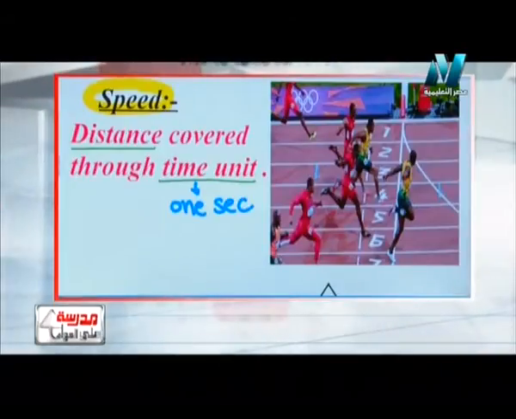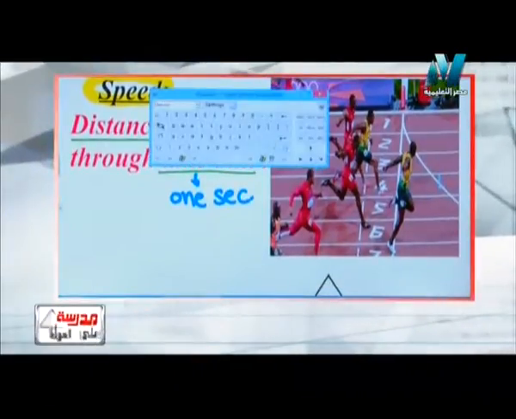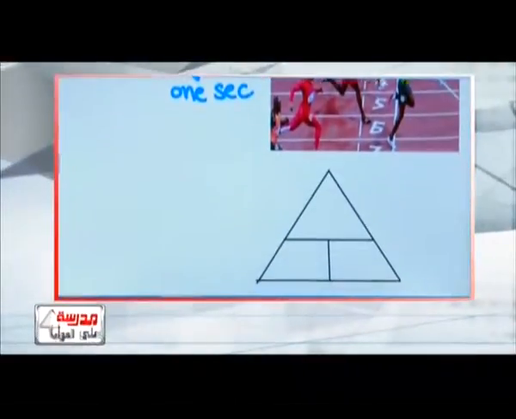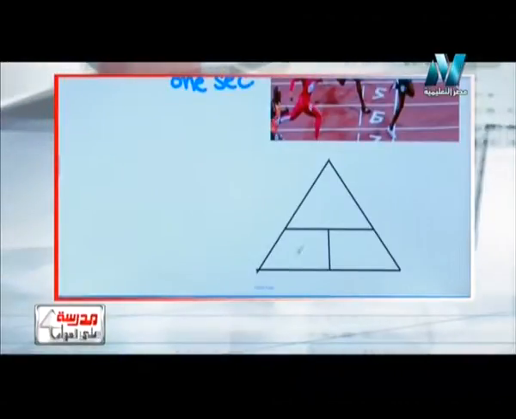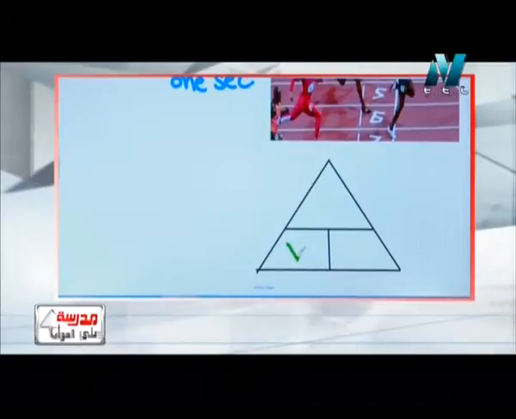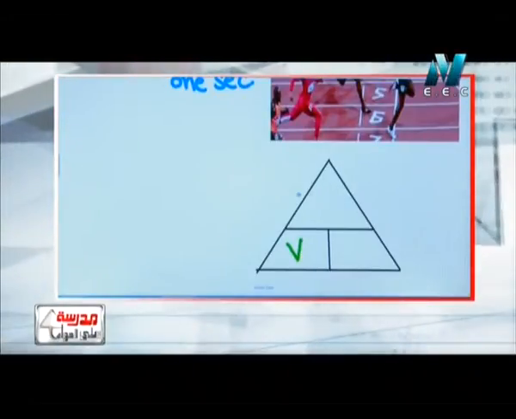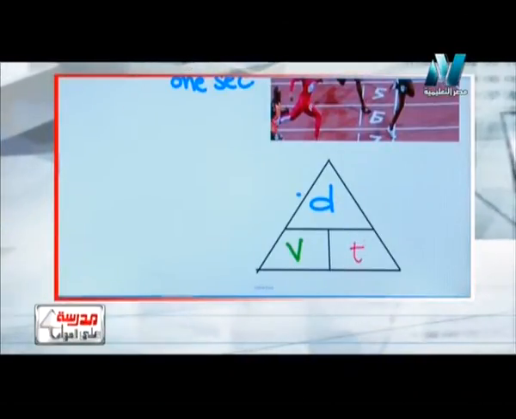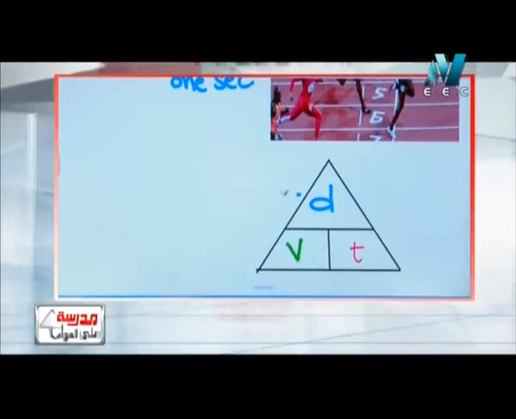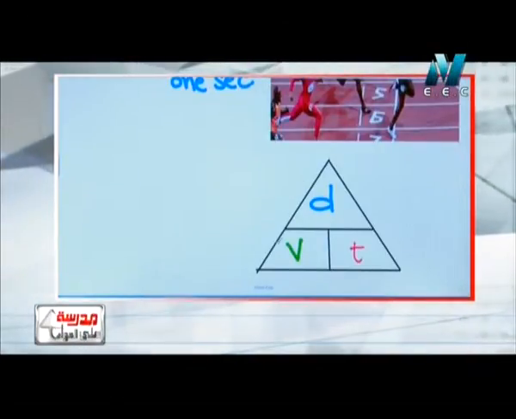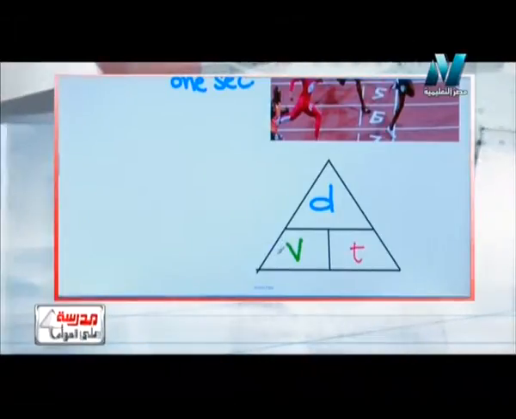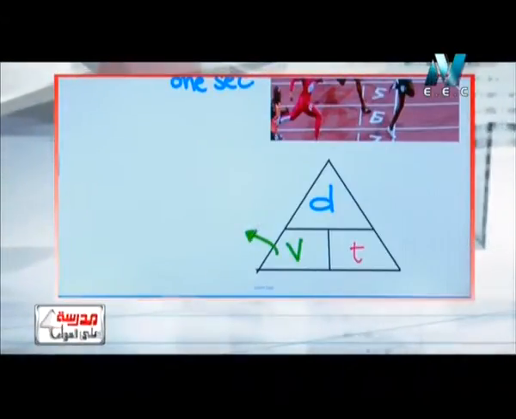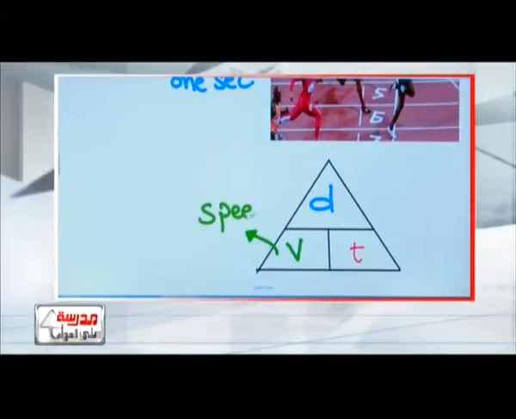So from this definition, dear students, we can know the physical quantities from the mathematical rule. Here we have V as speed equal D over T, distance over time. So we have three physical quantities. Number one, V, which means speed. Some students may say velocity. No, no, V means speed.